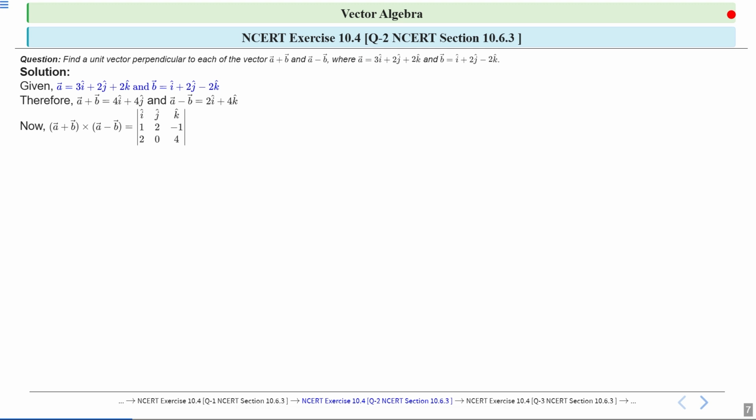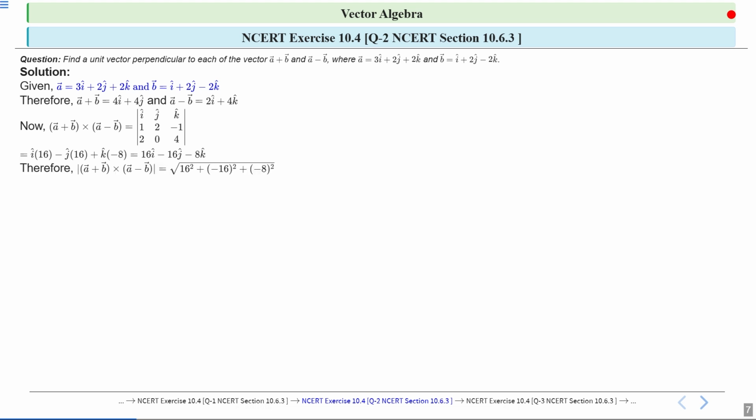Now, a vector plus b vector cross a vector minus b vector will be equal to the determinant of i cap, j cap, k cap; 1, 2, minus 1; 2, 0, 4. So it will finally be i cap into 16 minus j cap into 16 plus k cap into minus 8, which is basically equal to 16 i cap minus 16 j cap minus 8 k cap.